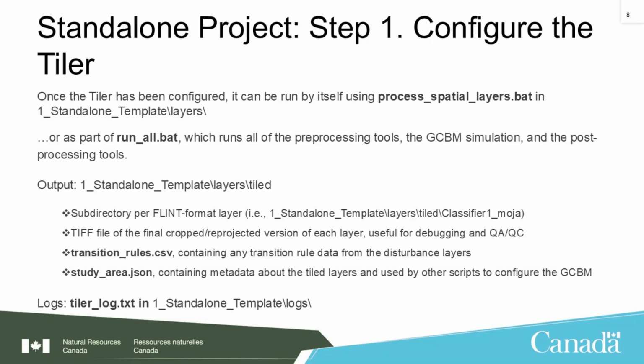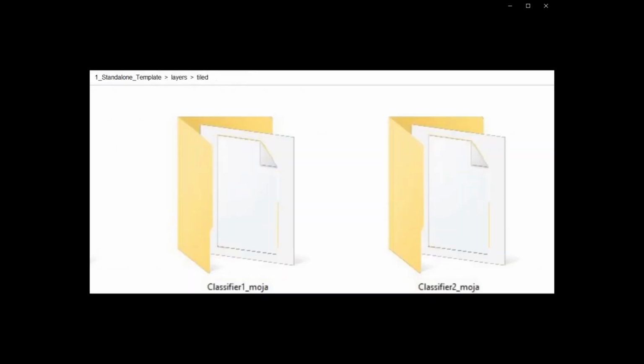Once the tiler script has been set up, it can be run by itself using the process_spatial_layers.bat file. It can also be run with the run_all.bat file, which runs all of the pre-processing tools, the simulation, and the post-processing tools together. Once the script runs, the final GCBM format layers should appear in the tiled subfolder in the layers folder.